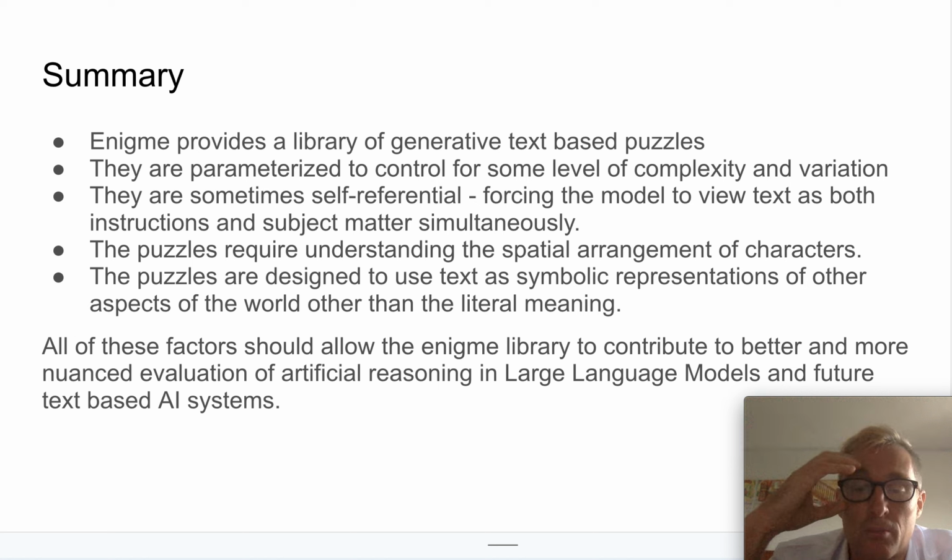So the models will require some awareness of the spatial arrangement of characters, and be able to interpret characters as symbolic representations of something beyond the normal literal meaning that the models might have learned from reading the entire internet. Our hope is that all of this will be useful for people probing and working on text-based artificial intelligence systems, and we're looking forward to hearing a lot of feedback.